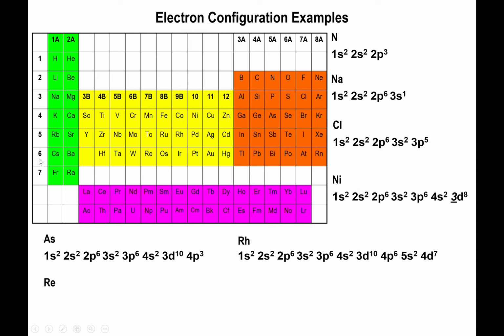So we don't say 6F14, nor do we say 5F14. What we do say is 4F14, since 6 minus 2 is 4. And that will take care of the entire F block series.